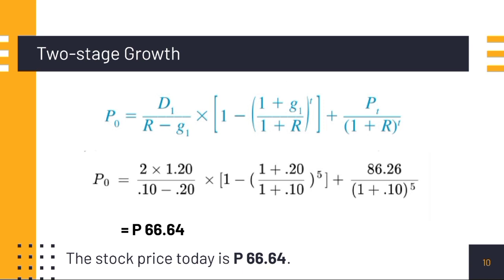And now, we will use the formula for finding the value of the stock today. To get the value of D sub 1, we have to grow D sub 0 by 20% by multiplying to 1.20. So, 2 times 1.20. Substitute the values and use calculator to solve for the answer. And we will get 66.64 pesos for the value of the stock today.